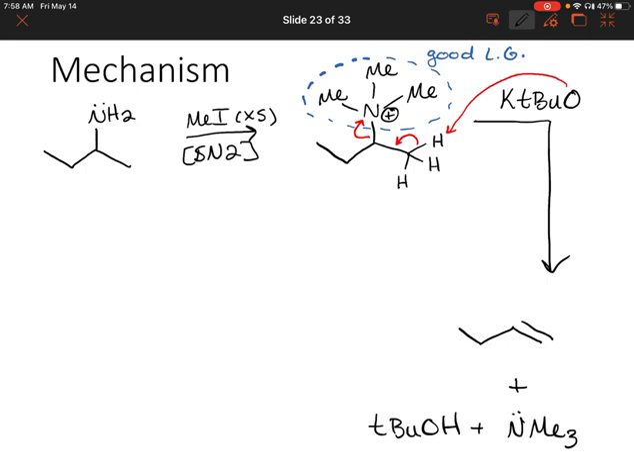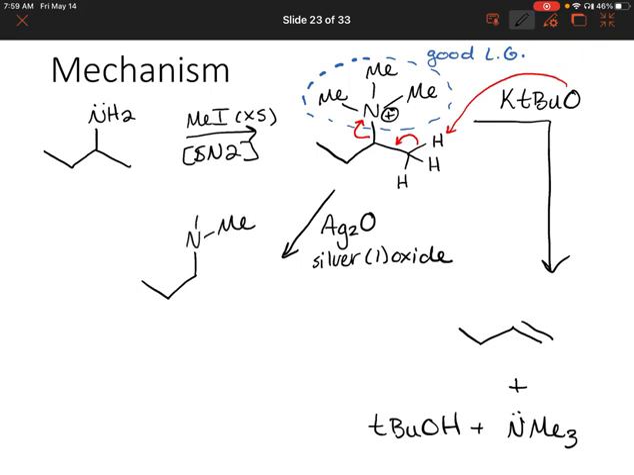Another option is to use silver(I) oxide, which we have not seen before. So this is Ag2O, silver(I) oxide. So in this reaction, we end up replacing the iodide ion up above, or we kind of remove that iodide ion using the silver. And then we replace it with a hydroxide.